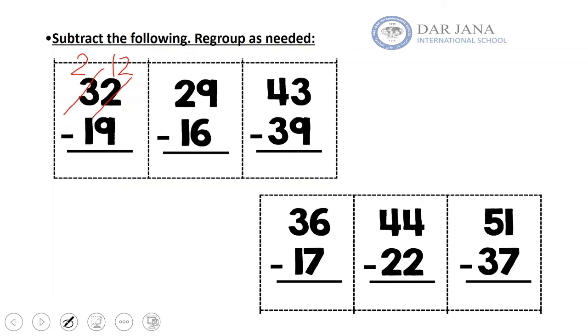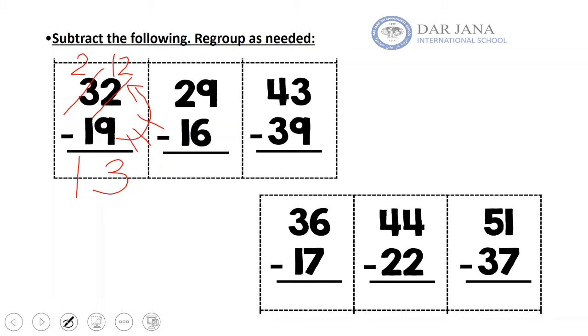Now, 12 minus 9. Also, you can do it like this. Count from 9 till 12. 9, 10, 11, 12. How many did you count? How many did you draw? 1, 2, 3. So 12 minus 9 equals 3. Now, let's go to the tens. 2 minus 1 equals? Yes, 1. Do I need to regroup here?